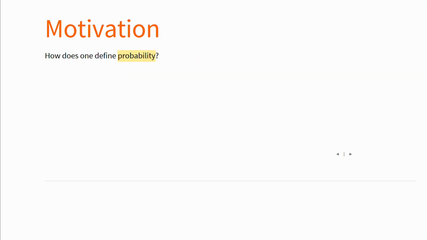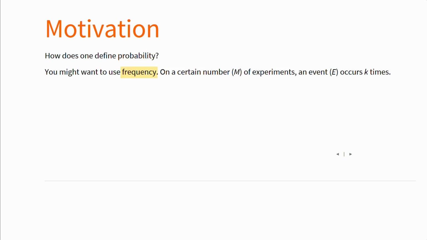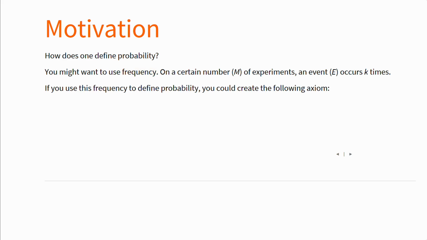How does one define probability? We could equivalently say, how does one quantify how possible an event is? If I were to take a poll among the students of this class, the popular answer would likely be frequency. Let's say on M experiments, an experiment E occurs k times. Then you could use the frequency to define the probability by creating the following axiom. The probability of the event is k divided by M. You would get a fractional number.